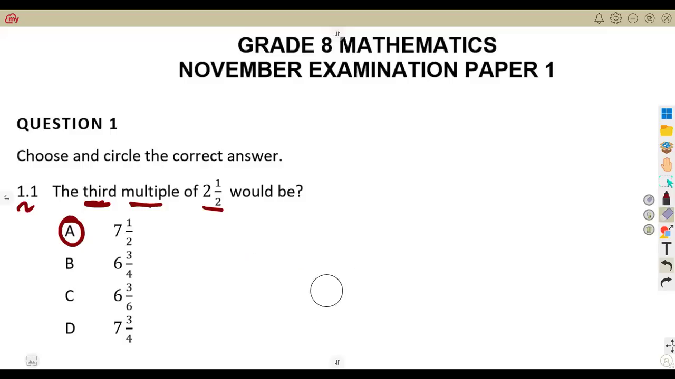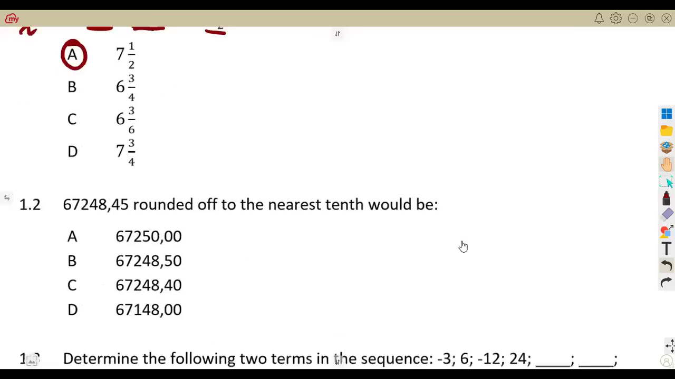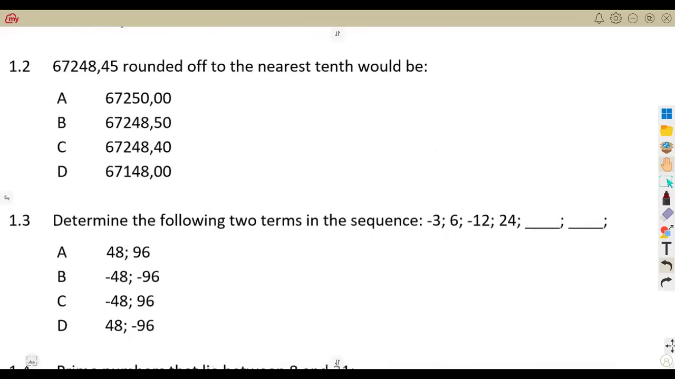So for "multiple of", simply multiply that. If it is "second", multiply by 2, depending on what you're given. But in 1.2, you're given to round off this number to the nearest tenth. So remember, if you are given these numbers, these are the units. Then they've got the units on this part here. Let's say this is the part of the units.